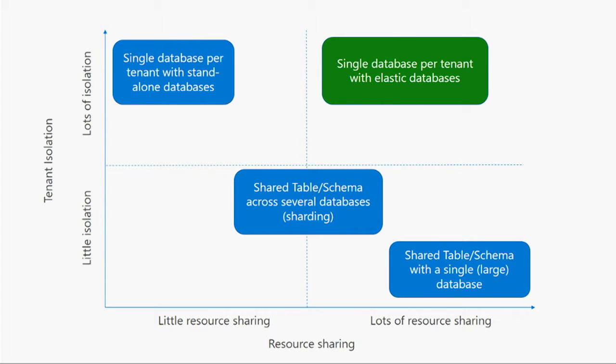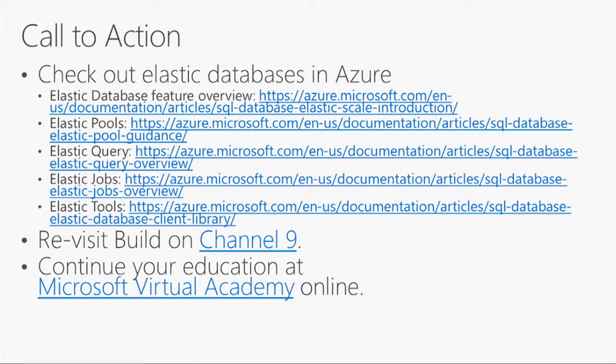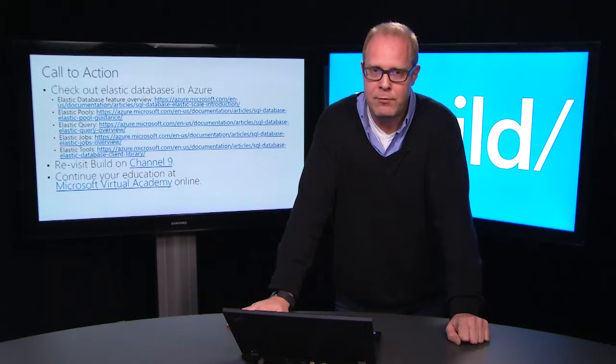And if you worry about having lots of databases in your pool or in your data tier, don't worry about it too much. You can use capabilities such as Elastic Query or Elastic Jobs to keep track of all of these databases, to manage them over time, or to query across them. So with that, I'd like to encourage you to check out the Elastic Database capabilities in Azure. As you download these slides, you'll find a number of useful links on this slide that point you to the Elastic Database feature overview, and then the various features that we talked about today: Elastic Database Pools, Jobs, and Query.